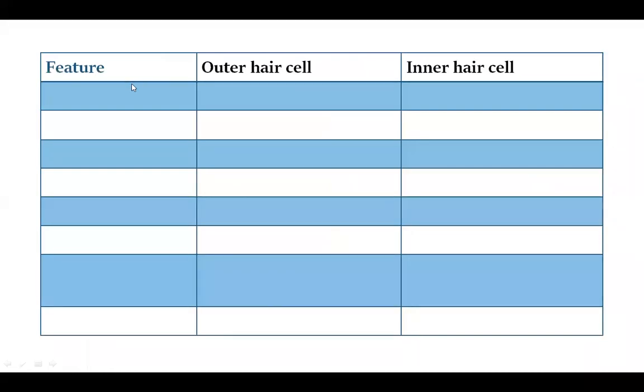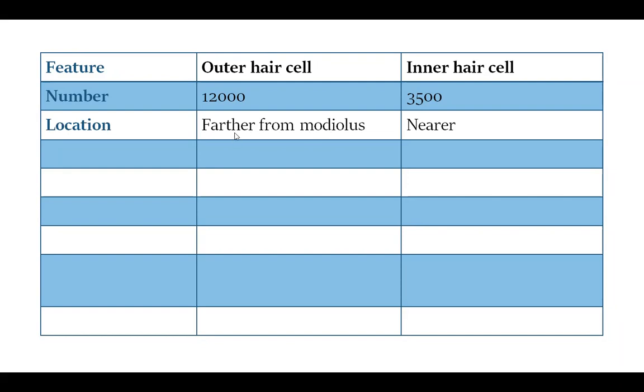So to summarize the distinguishing features between the outer and the inner hair cells, first, the number. Outer hair cells are much more numerous compared to inner hair cells, almost 12,000 as compared to 3,500 of inner hair cells. Location: outer hair cells are farther from the modiolus, whereas the inner hair cells are nearer. Coming to the number of rows, 3 or sometimes 4, whereas inner hair cells are arranged in only a single row. Coming to shape, outer hair cells are cylindrical, whereas inner hair cells are flask shaped.